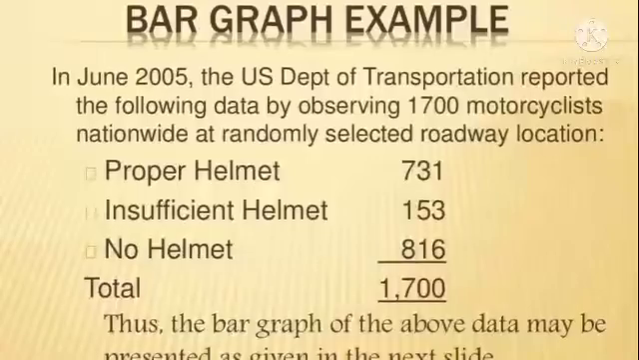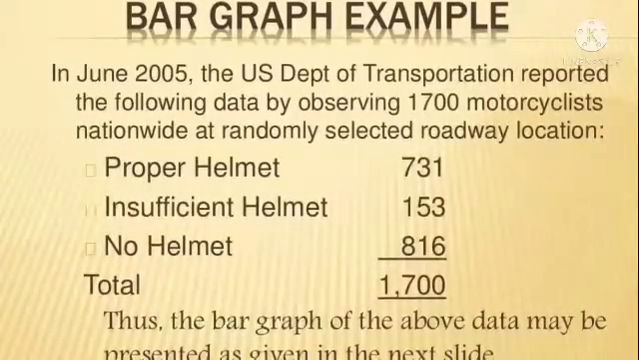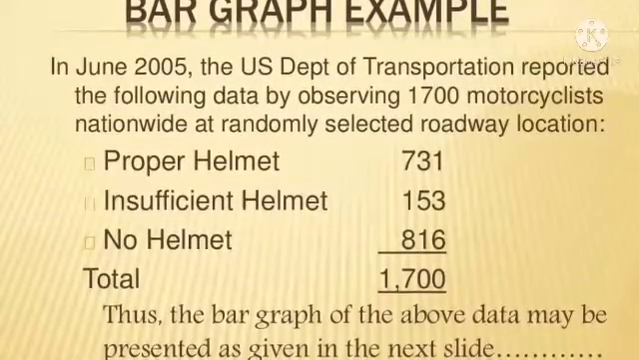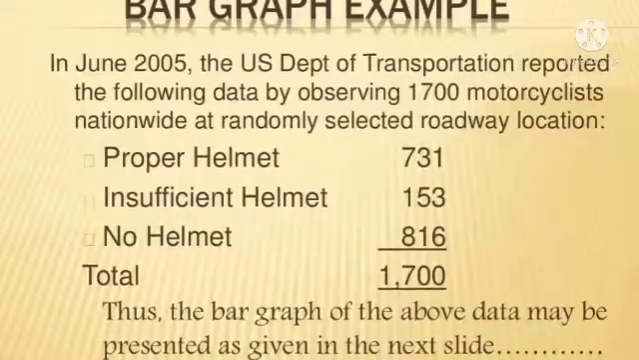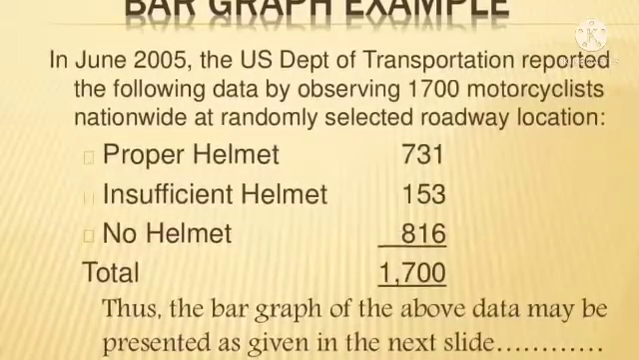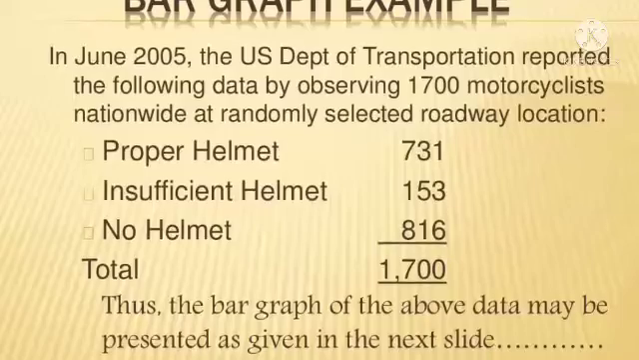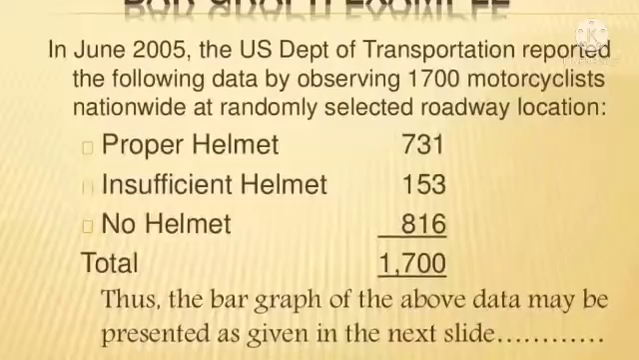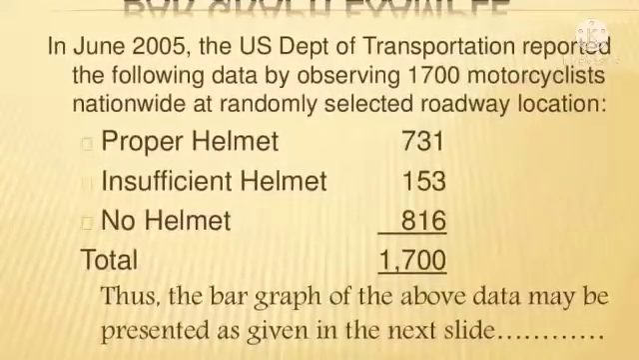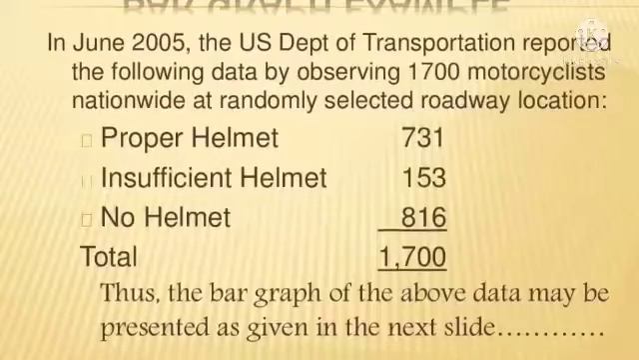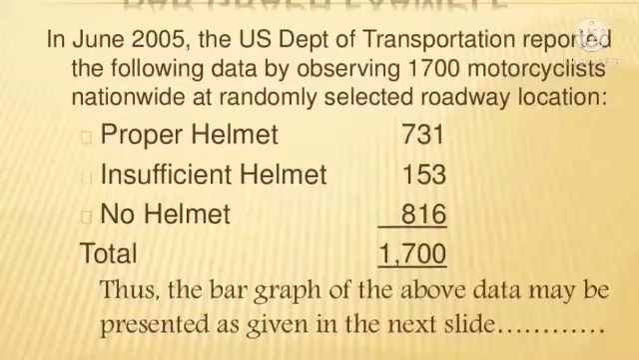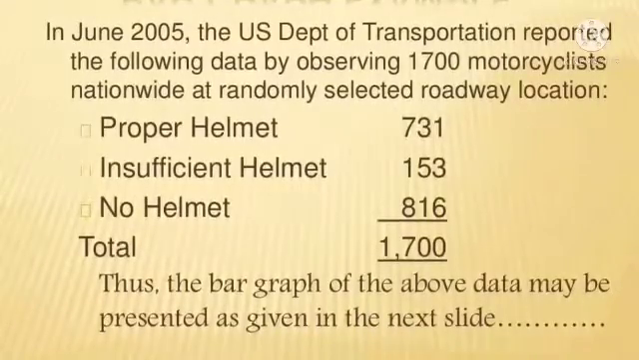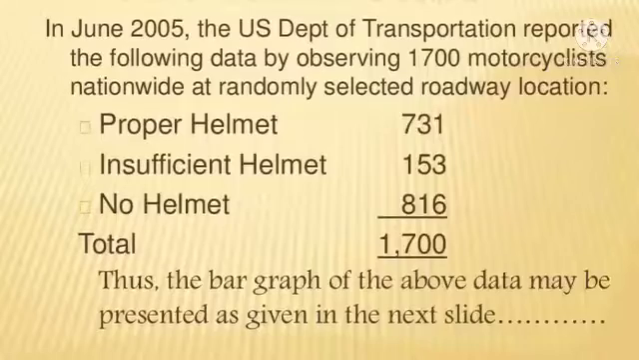Bar graph example. In June 2005, the US Department of Transportation reported the following data by observing 1,700 motorcyclists nationwide at randomly selected roadway locations. So proper helmet is 731, insufficient helmet is 153, and no helmet is 816. So the total is 1700. Thus, the bar graph of the above data may be represented as shown.